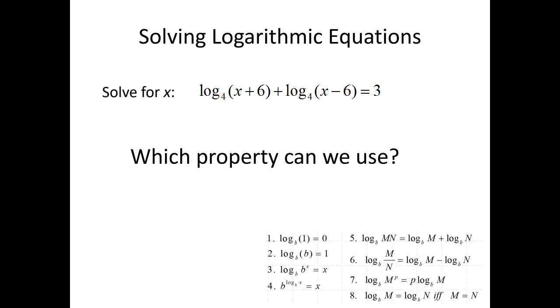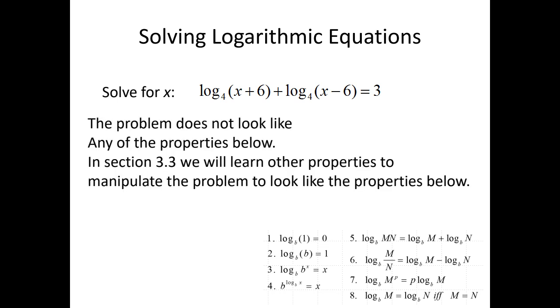Okay, one more. Log base 4 of x plus 6, plus log base 4 of x minus 6 equals 3. Here we might be thinking, well, this is a 4 and this is a 4, so maybe I can use the one-to-one property. But the problem is that it has an extra 3 over here. And even if I took my log to the left side, I'm still going to have to deal with that 3. So we're not going to be able to use the one-to-one property. In the next sections, we will be able to use different properties.